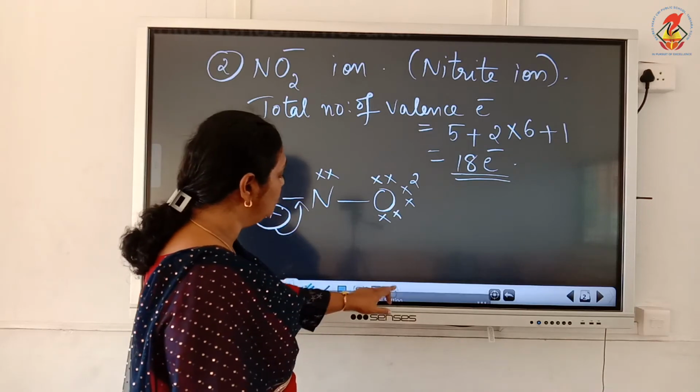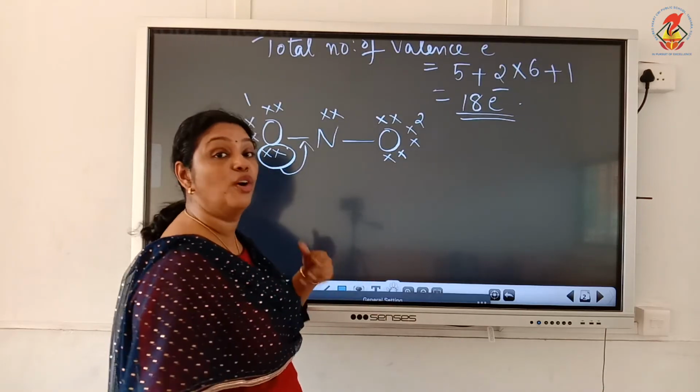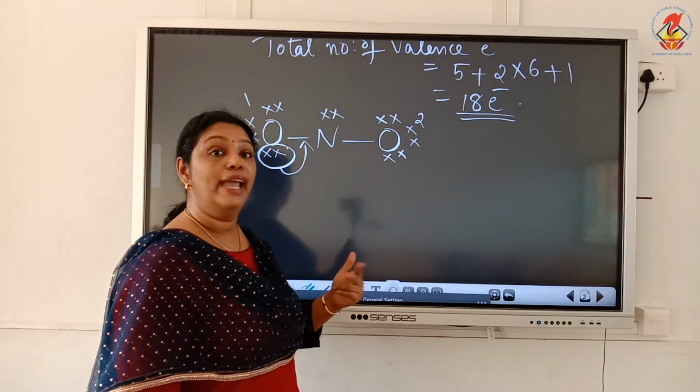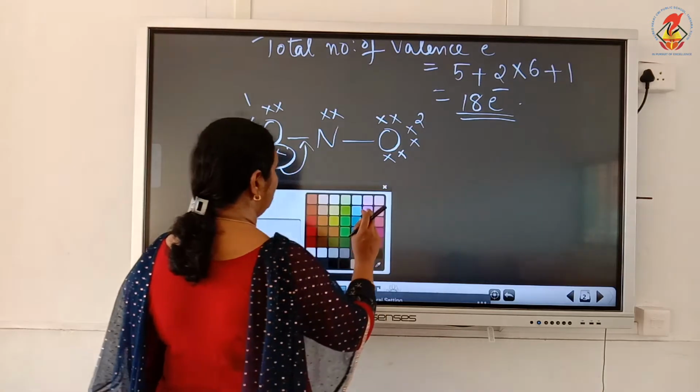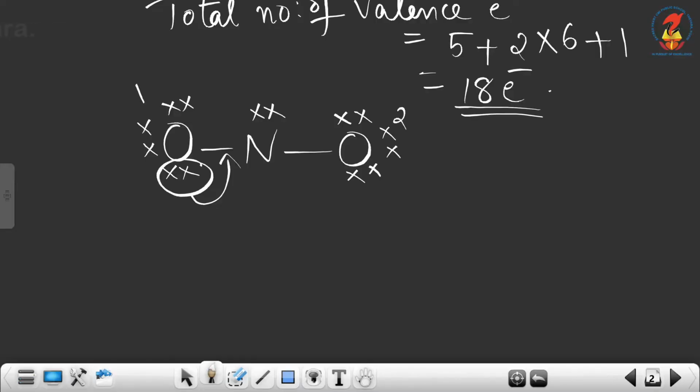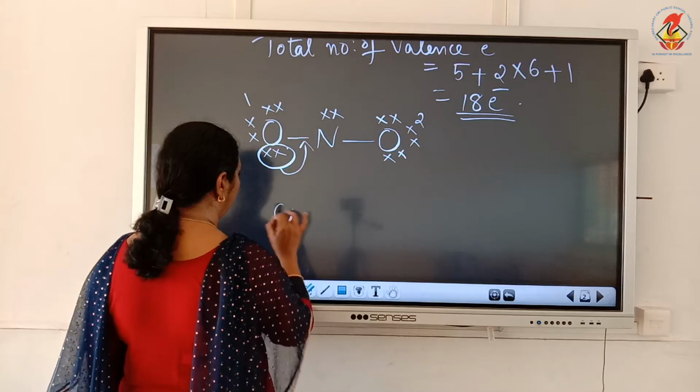So you will get 2 types of structures. You can have 2 possible Lewis structures for NO2 minus. Which are the 2 possible Lewis structures? First, I am going to show from this oxygen. First oxygen I am going to move a lone pair of electrons between oxygen and nitrogen. What will be the structure?